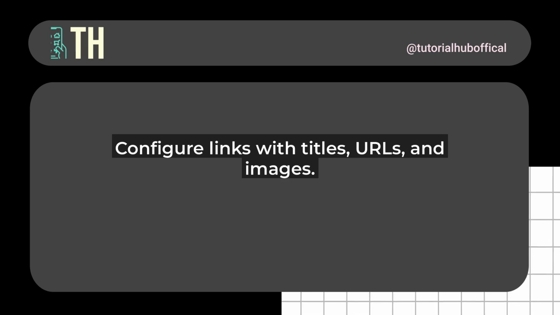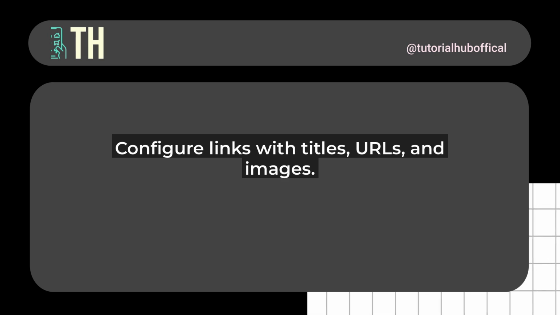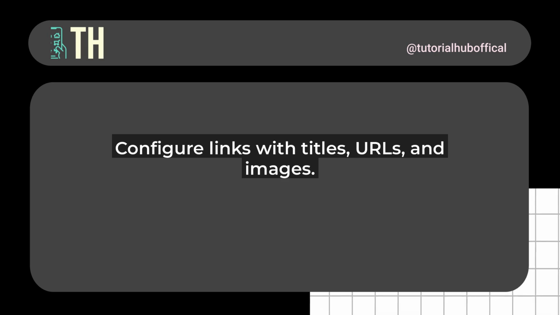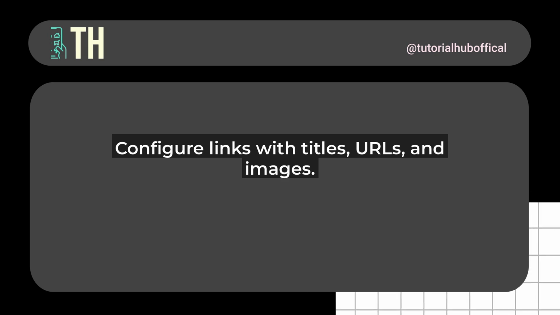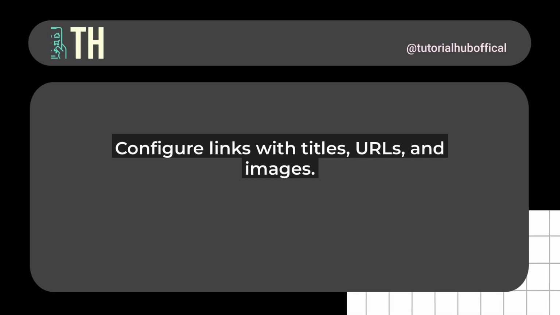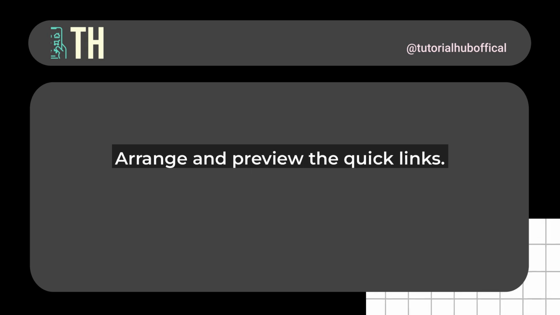Step 4. After adding it, click on the web part to open its settings. Here, you can customize your links, add a title for each one, paste the URL, and even upload an image to make it visually appealing.